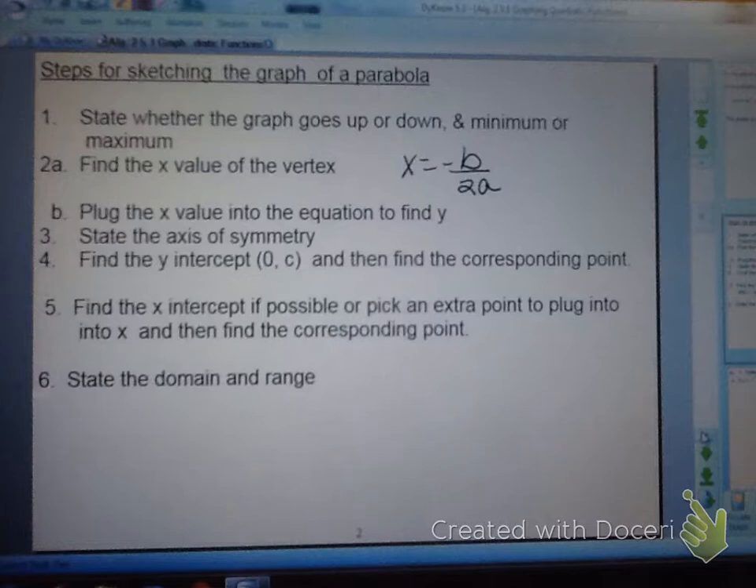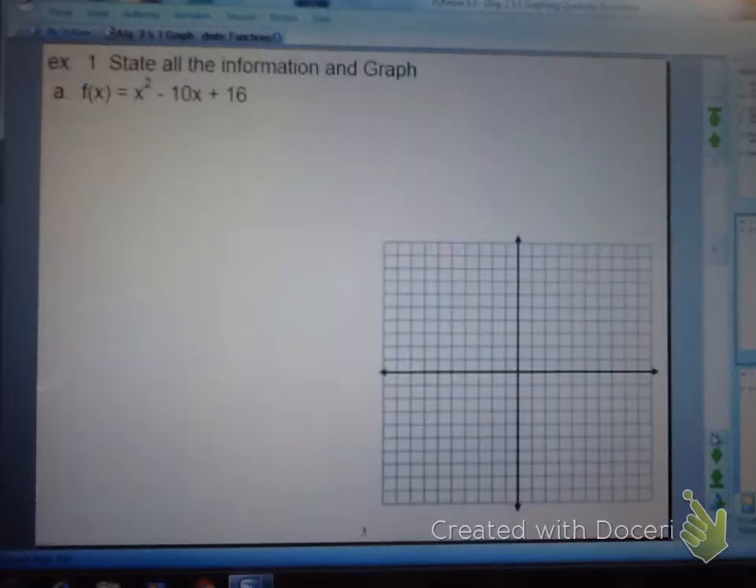The steps for sketching the graph of a parabola. Stop the recorder and copy all 6 steps down, and make sure you go in order when you identify the things. We're going to take step 1 at a time and work the problem. Step 1 says to state whether the graph goes up or down and whether it's a minimum or a maximum. So, number 1, a is positive, so it is going up, which means it is a minimum.